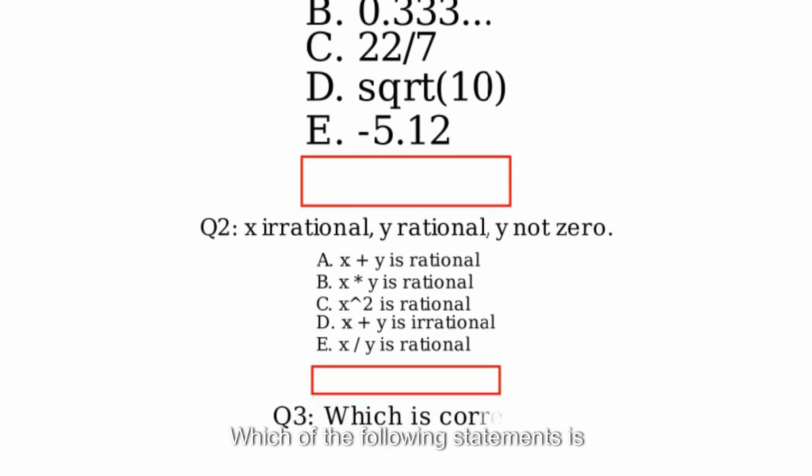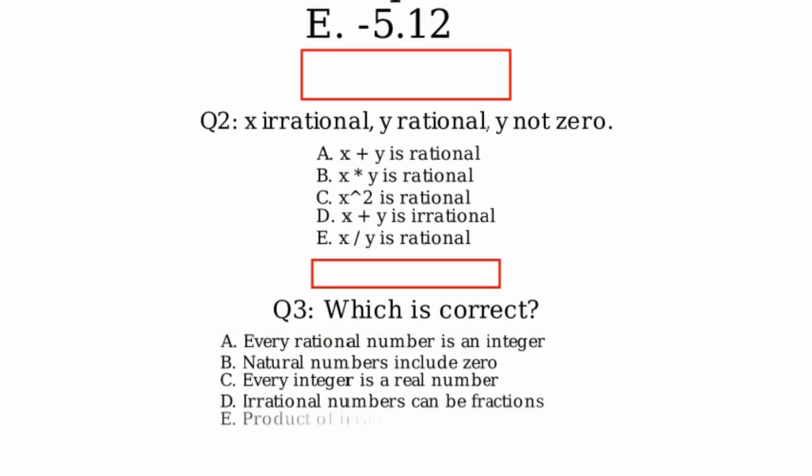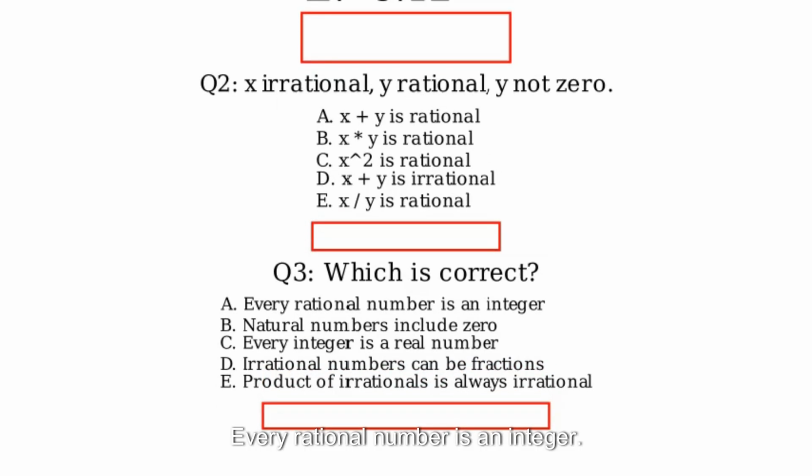Question 3. Which of the following statements is correct? A. Every rational number is an integer. B. The set of natural numbers includes 0. C. Every integer is a real number. D. An irrational number can be written as a fraction. E. The product of two irrational numbers is always irrational.